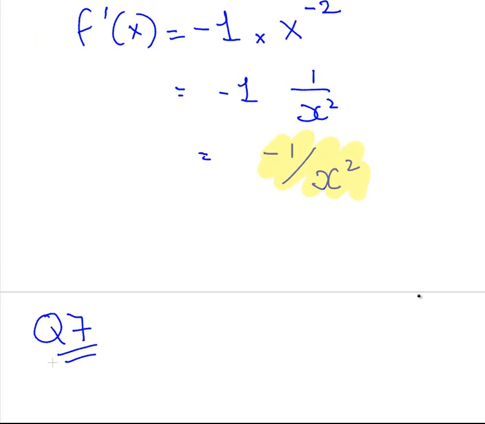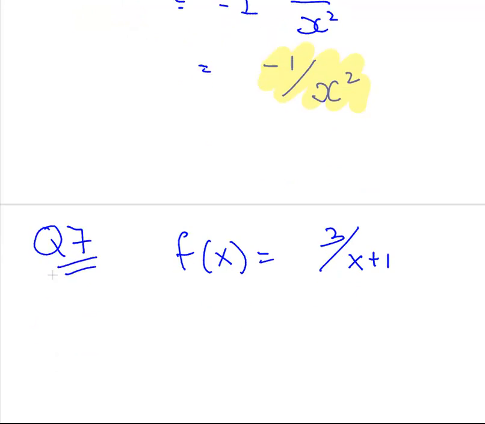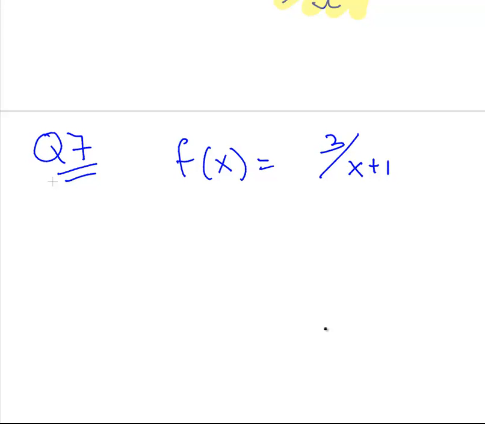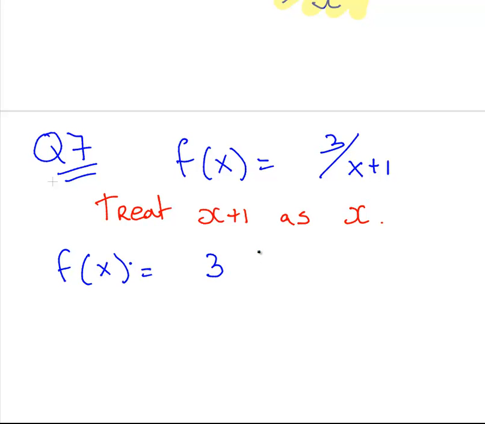So what we're going to do here is get the derivative of 3 over x plus 1. f of x equals 3 over x plus 1. Now what I'm going to do here is treat x plus 1 as x. This follows from the chain rule. So essentially f of x can be written as 3 times x plus 1 to the power of minus 1.